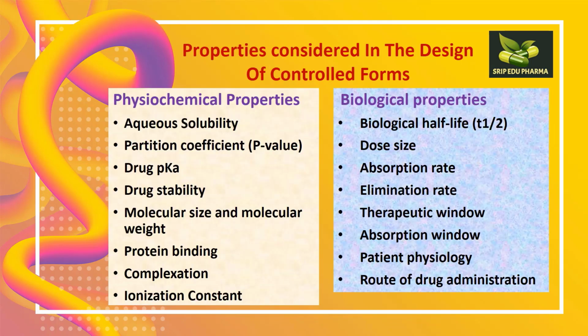Here in physicochemical properties, we will be studying aqueous solubility, partition coefficient, drug pKa, drug stability, molecular size and molecular weight, protein binding, complexation and ionization constant. And in biological properties, we will be studying biological half-life, dose size, absorption rate, elimination rate, therapeutic window, absorption window, patient physiology and route of drug administration.